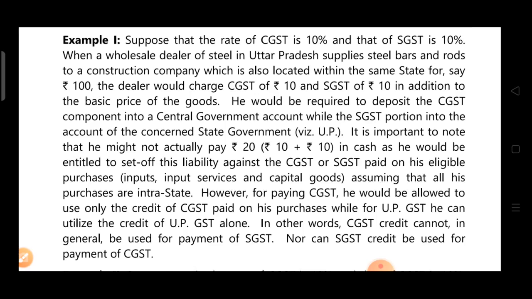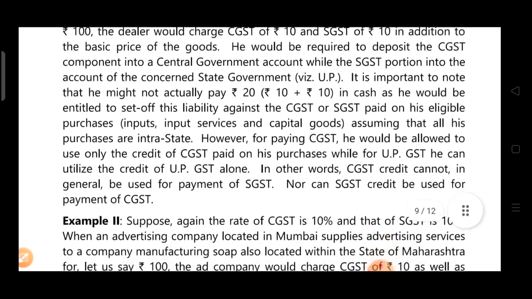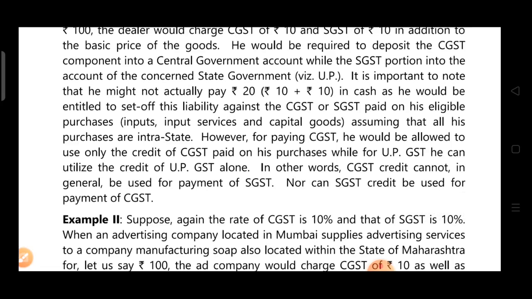However, for paying CGST, he would be allowed to use only the credit of CGST paid on his purchases, while for UP GST, he can utilize the credit of UP GST alone. We all know that. We have seen this also in some illustrations. In other words, CGST credit cannot in general be used for payment of SGST, nor can SGST credit be used for payment of CGST, as one is a central levy and one is a state levy.